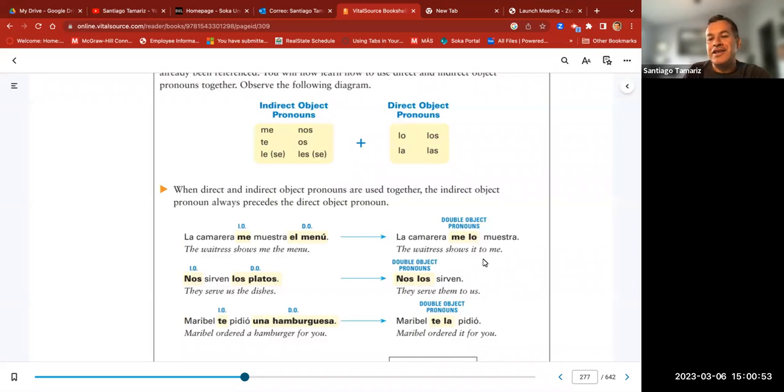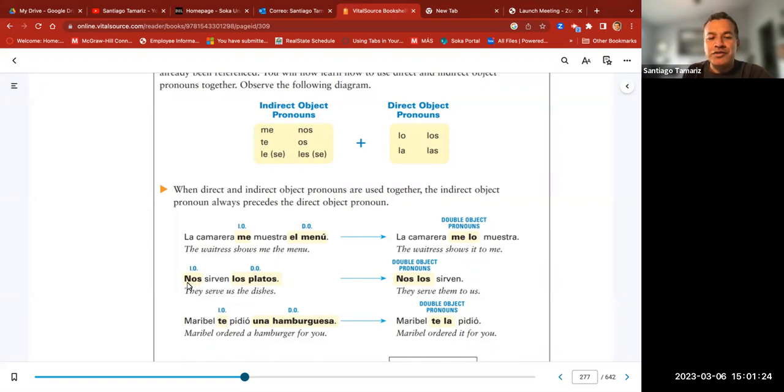Bien. So in English, we say it, which is lo, first, then to me, which is me, after. In Spanish, the indirect object goes first, always. Me lo. Bien. Let's see another example. Nos sirven los platos. Because we have sirven, we know that the subject is they. We don't know if it's ellos, ellas, or ustedes. But the translation is: they serve us the dishes.